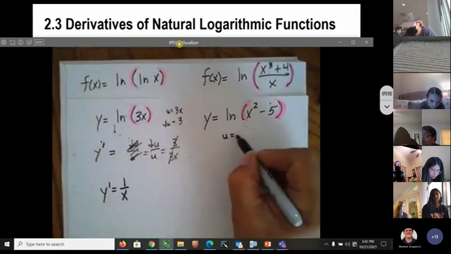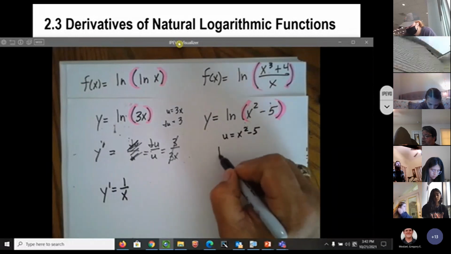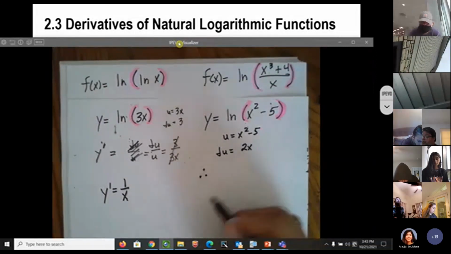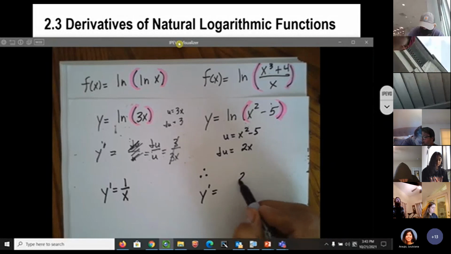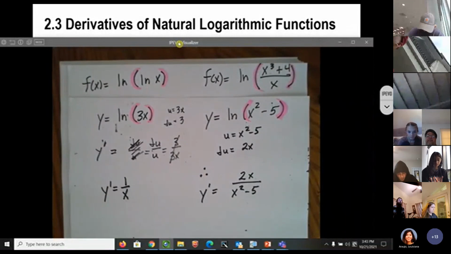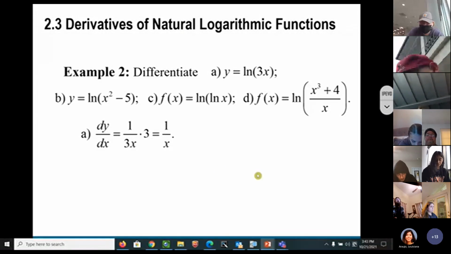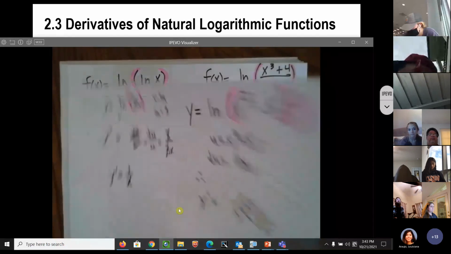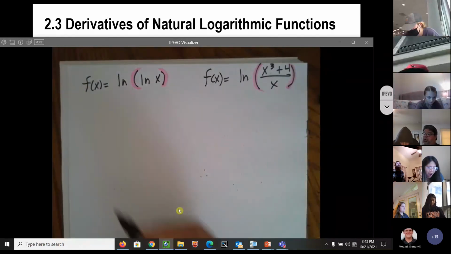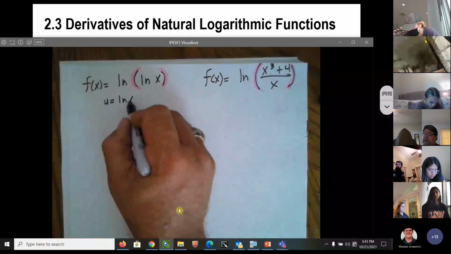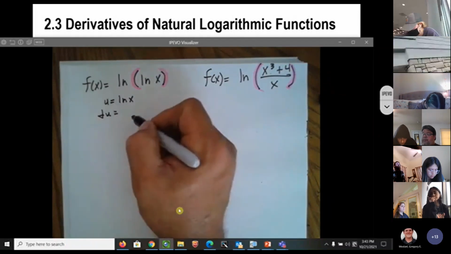So u is equal to x squared minus 5. du is equal to what? Therefore, y prime is equal to 2x over what? x squared minus 5. Next one. u is equal to what? Natural log of x. du is equal to what?